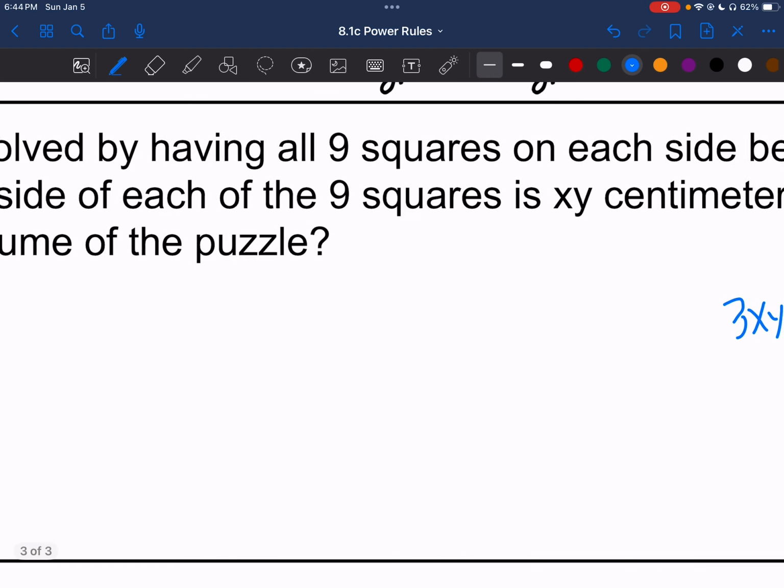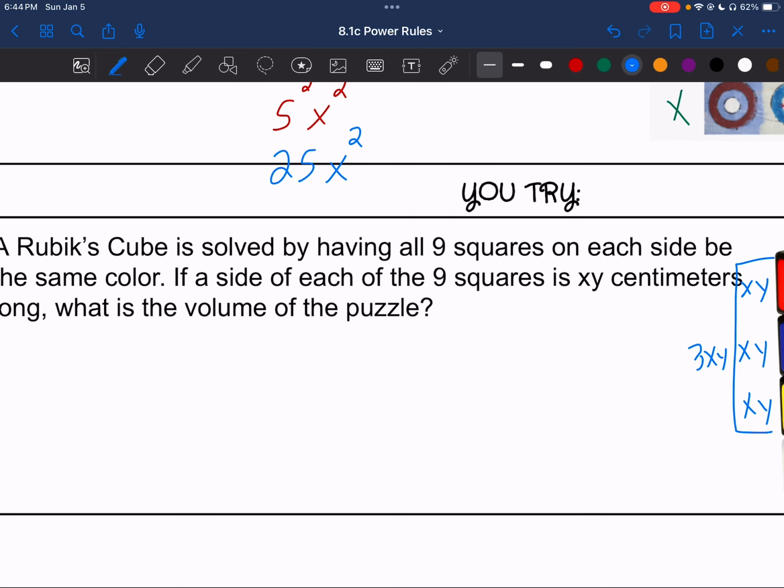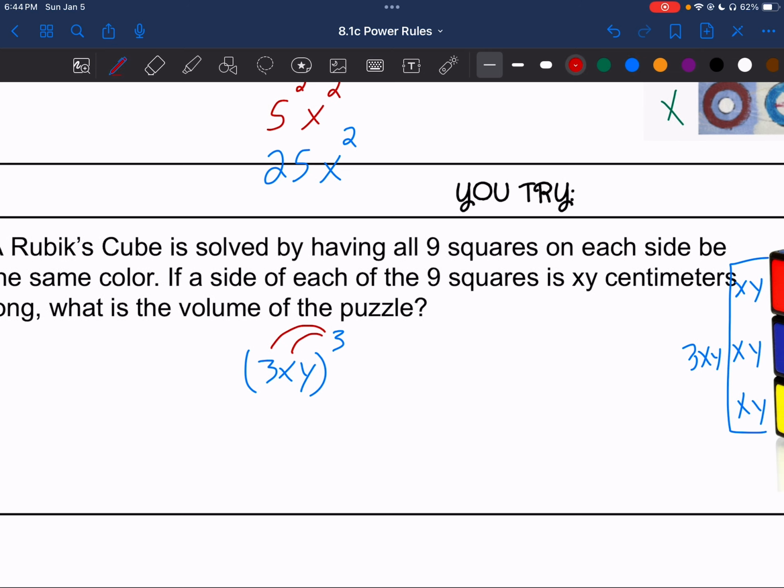So if we're looking for the volume, right, volume of a cube is the side length cubed, so we have 3xy to the third power, and now we need to apply that exponent to everything on the inside. So we have 3 to the third power, x to the third power, y to the third power. And I know I can simplify 3 to the third power. 3 times 3 times 3 is 27, x cubed, y cubed. So that's the volume of a Rubik's Cube.